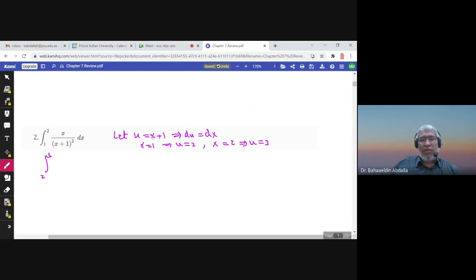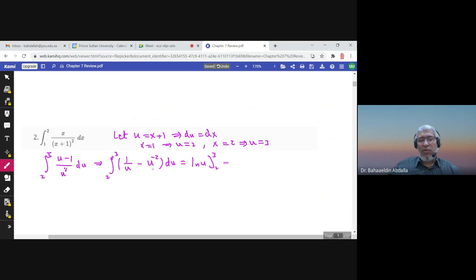And x is u minus 1 from here. And x plus 1 is u. So I have u squared. And dx is du. And now I can distribute. u over u squared is 1 over u, minus 1 over u squared, or u to the power negative 2. The integral of 1 over u is ln u from 2 to 3.